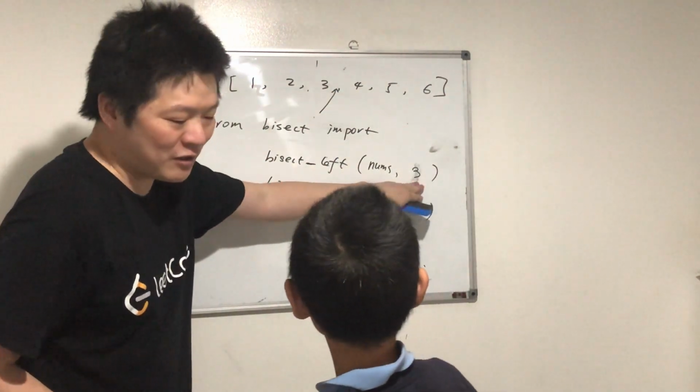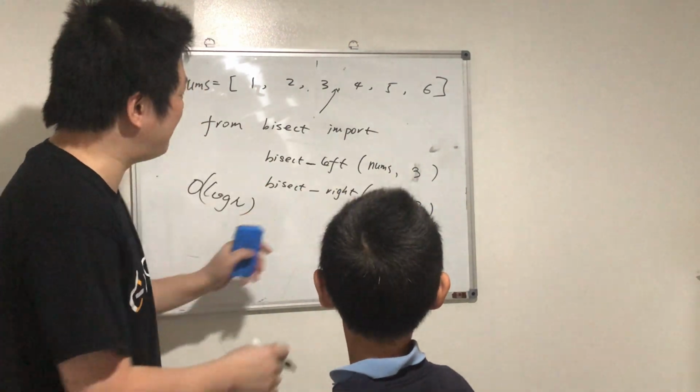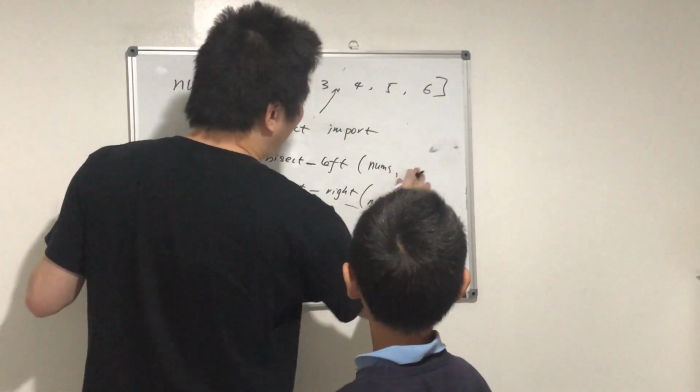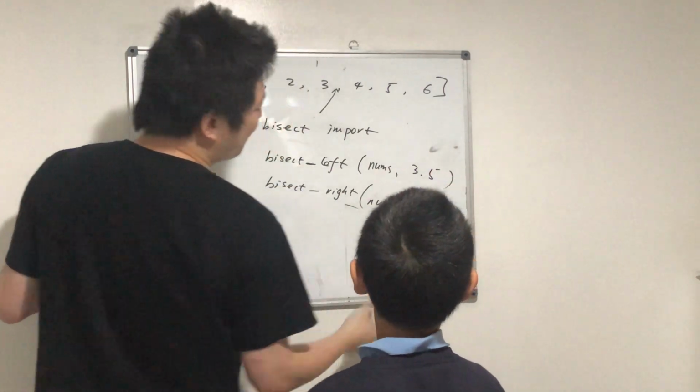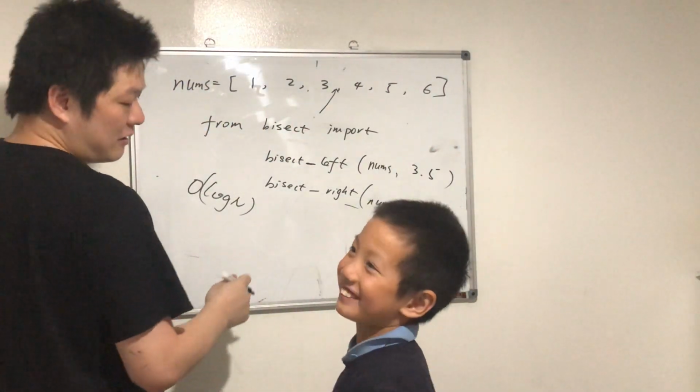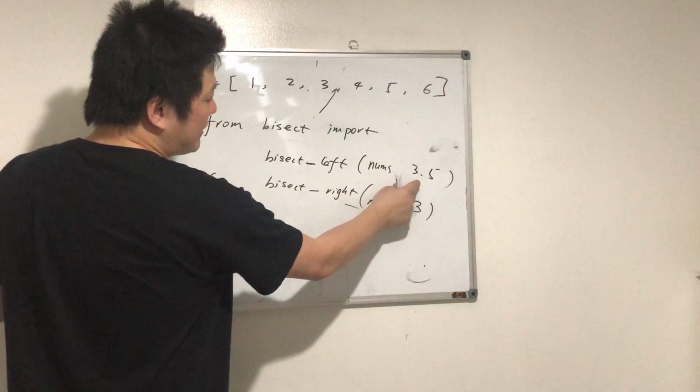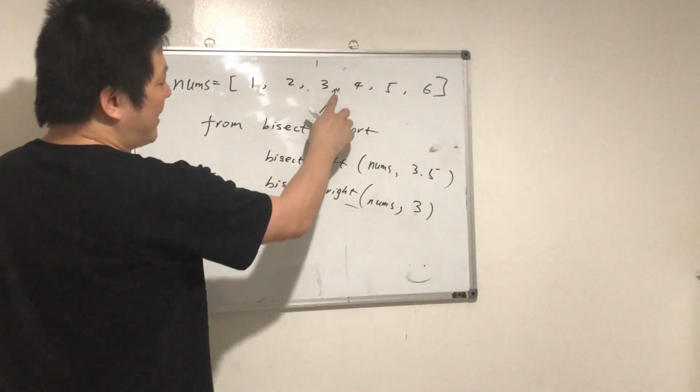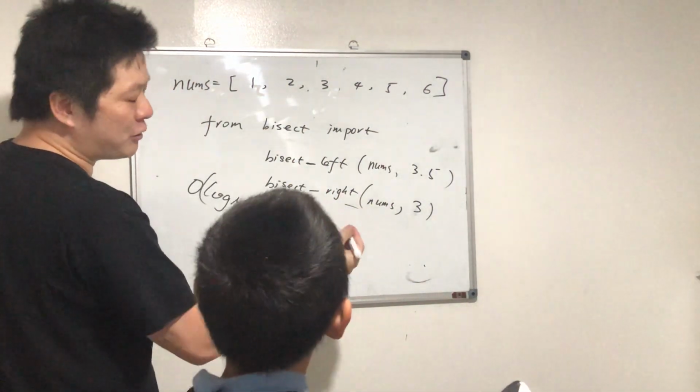So how does that help? If this number is not in the target, if I want to find 3.5, look: 3.5 is not in the sorted array. Can you point me to where it would be?